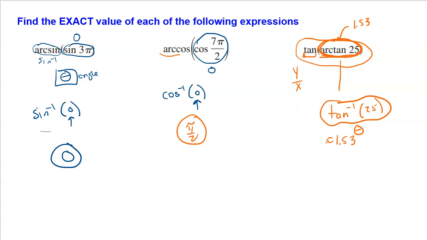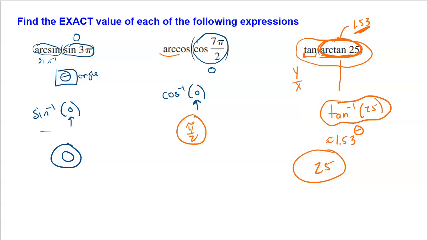But if instead of typing in 1.53, I just type in the inverse tangent of 25, then I'll get that exact value. So I'm actually going to go to my calculator, I'm going to type in tangent, and then in parentheses, inverse tangent of 25. And I get 25. So my answer is 25?